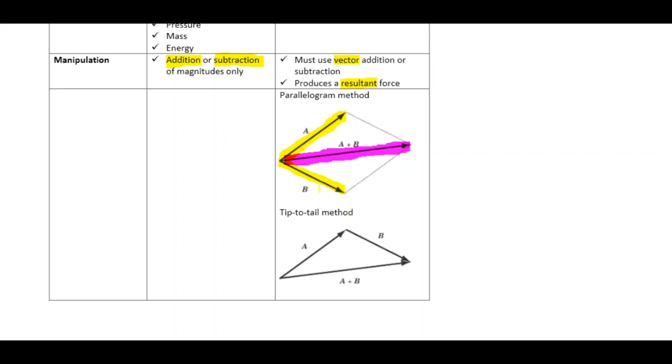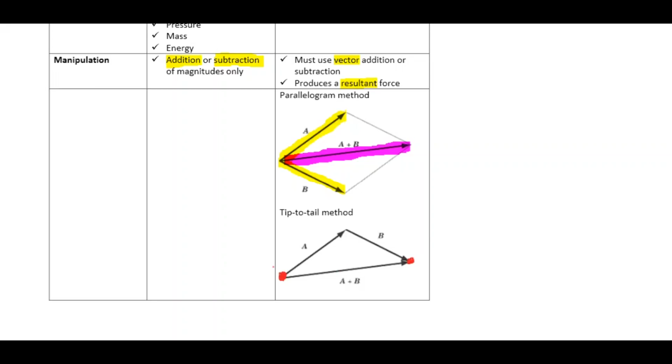Another method is tip to tail, whereby I just shift vector B up to this portion here, this line here, which is the parallel line of the same length. Then what I get is a tip to tail, whereby the head of A joins to the tail of B, and the resultant force will be from the tail of A all the way to the tip of B. So this is the end of A. This is the head of A, the tip of A. It joins to the end or the tail of B, and this is the head of B. So the resultant force is from the tail of A all the way to the tip of B.